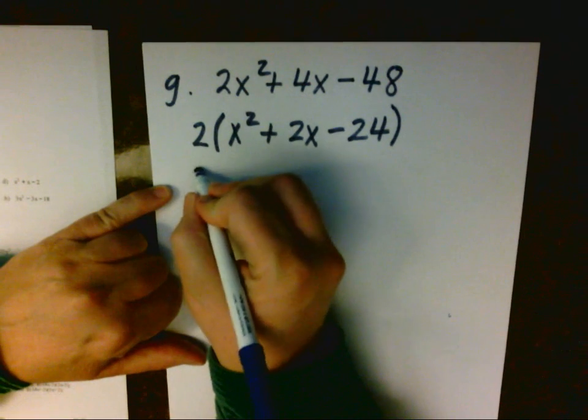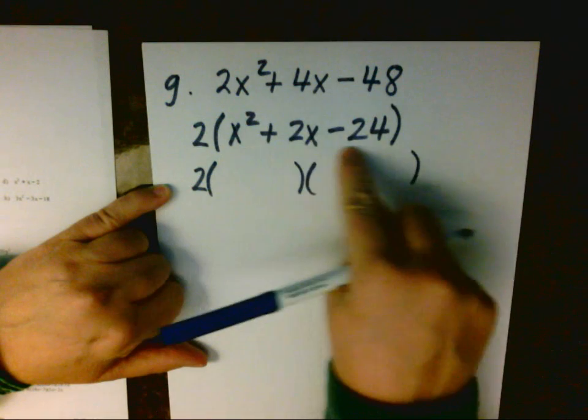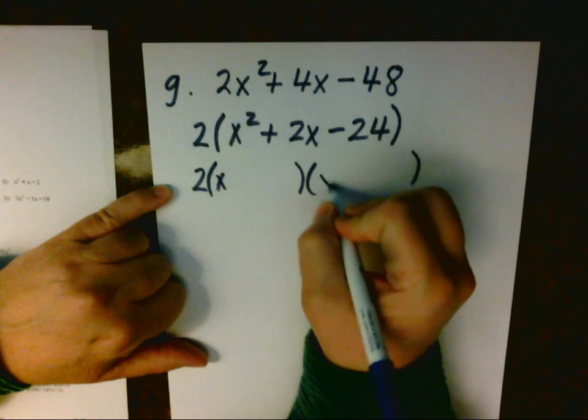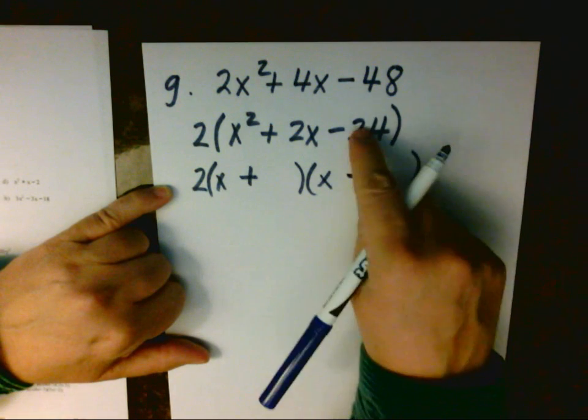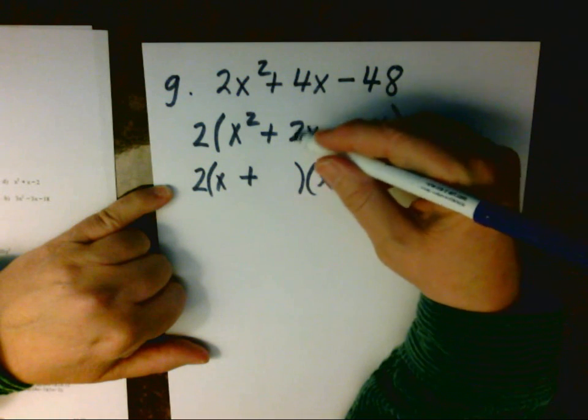Now, this 2 sits out front, and we ignore it as we factor the trinomial that's left. It has a negative at the end, so that means one of my signs will be a positive and one will be a negative. Now I need numbers that multiply to give me 24 and get a 2 in the middle.